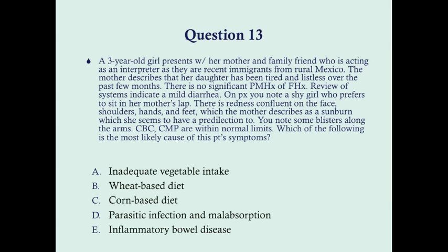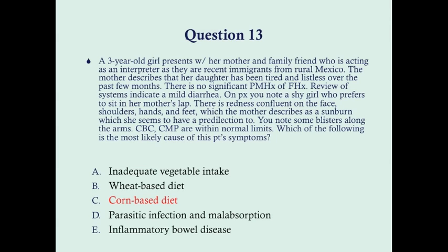All right, the answer here is C, a corn-based diet. Now this is sort of a difficult question for a few reasons. One of the things that helps is sort of an idea of what different populations eat. And in Central America and South America, they tend to have very much corn-based diets. And corn is very low in certain nutrients. And in this case, that nutrient is niacin.